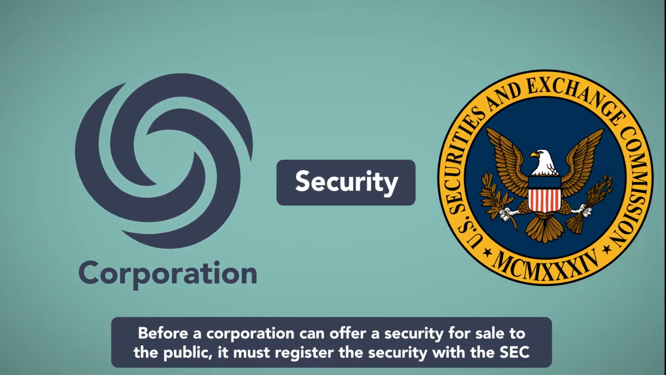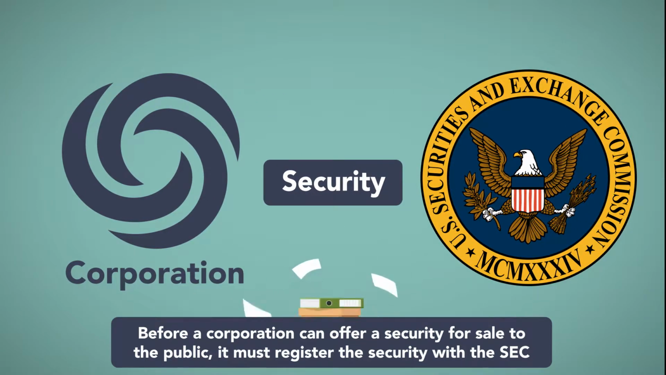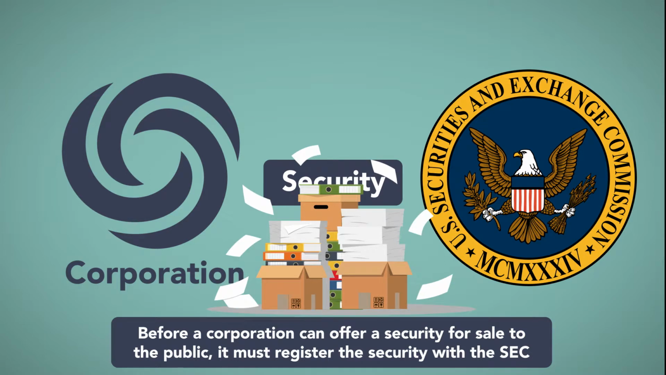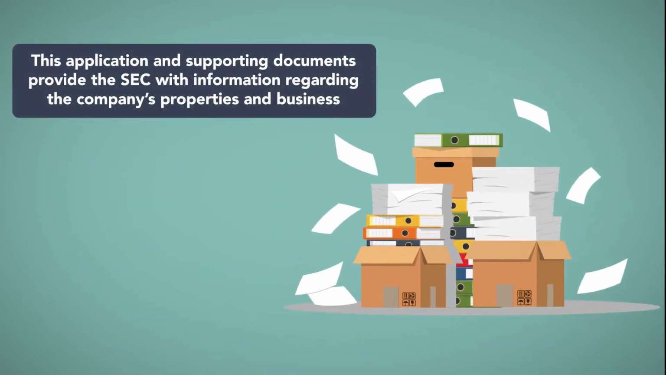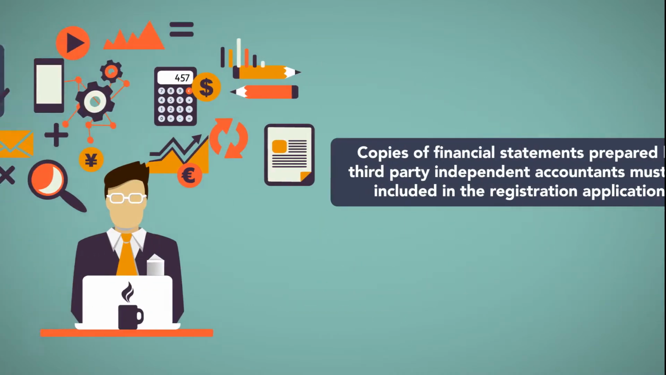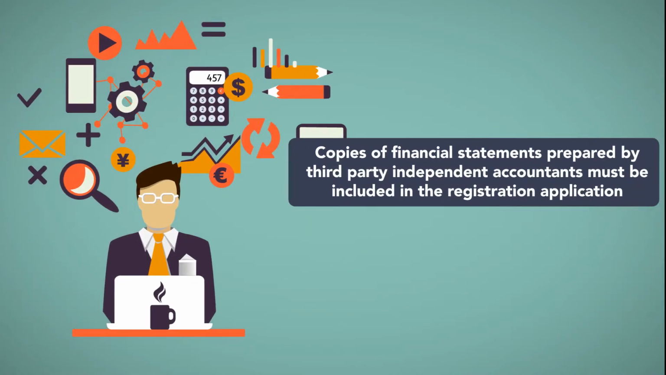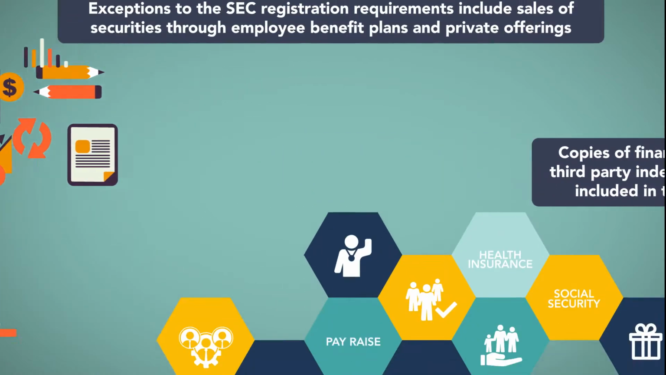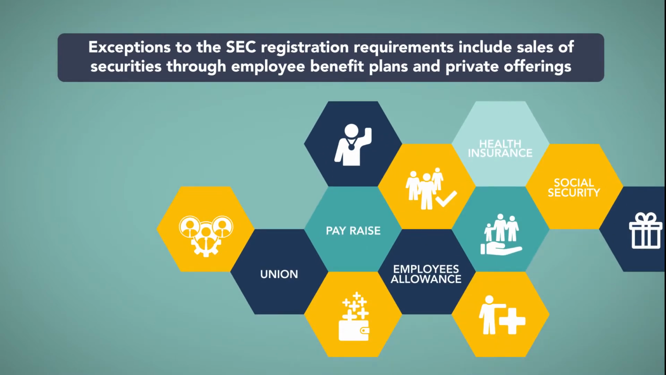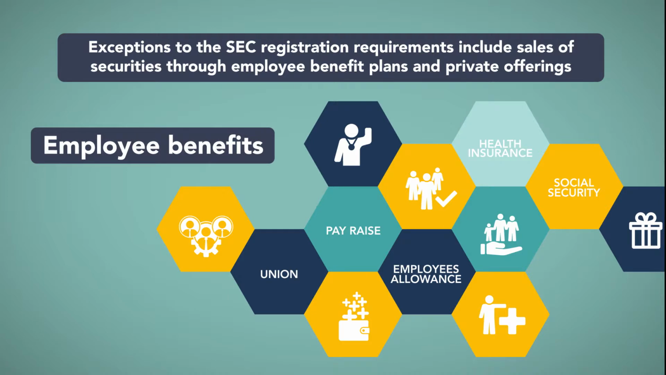Unless exempted by law, before a corporation can offer a security for sale to the public, it must register the security with the SEC, which requires extensive application paperwork. This application and supporting documents provide the SEC with information regarding the company's properties and business. Also, to determine the financial status of the company, copies of financial statements prepared by third-party independent accountants must be included in the registration application.